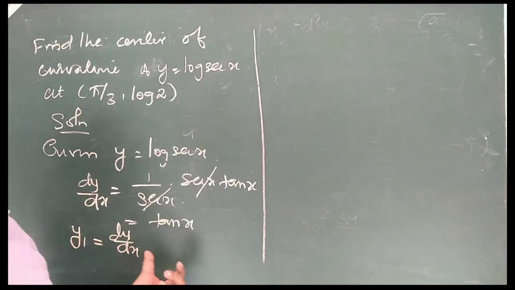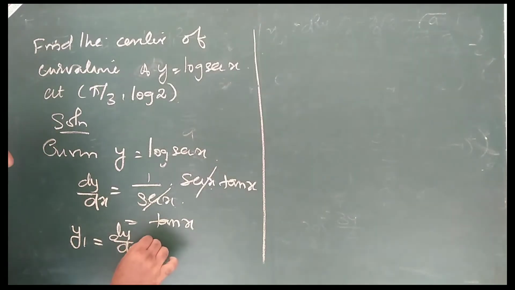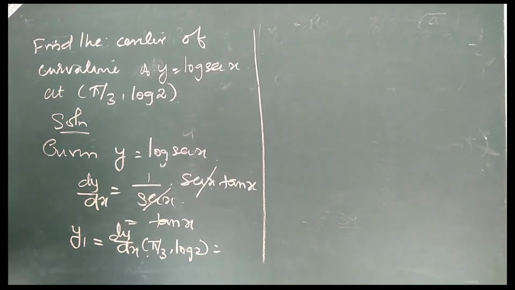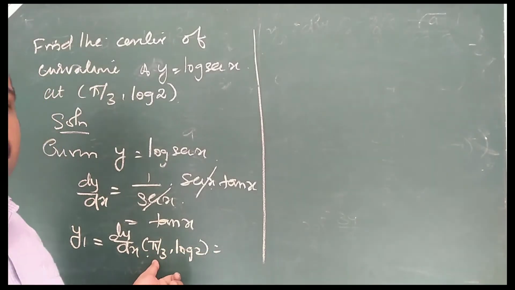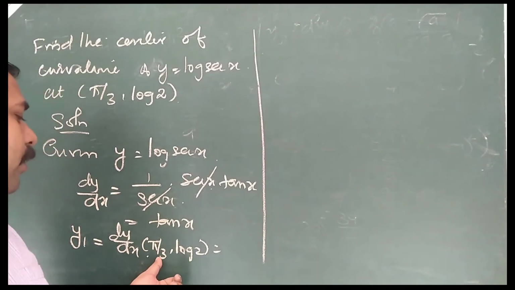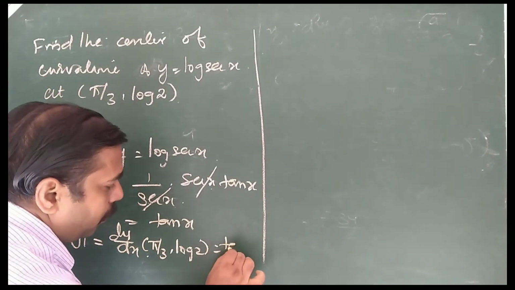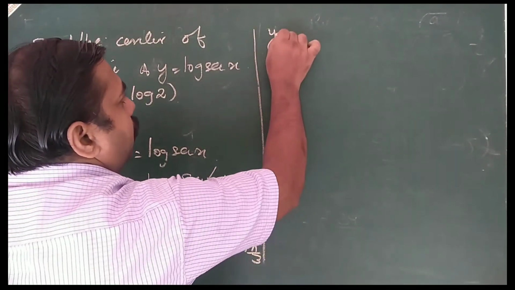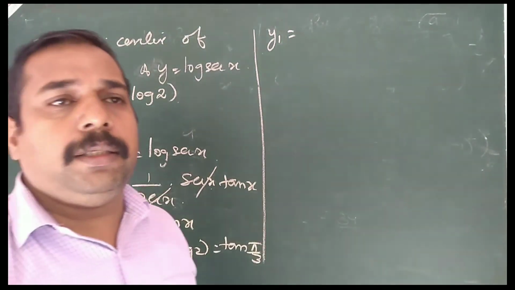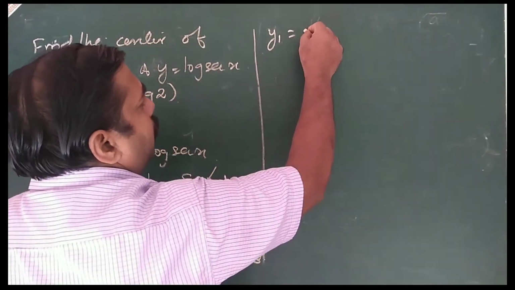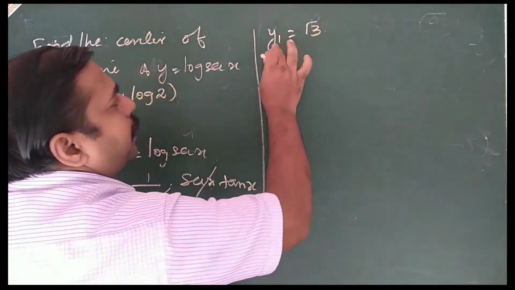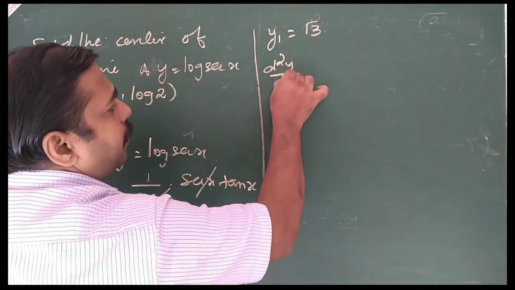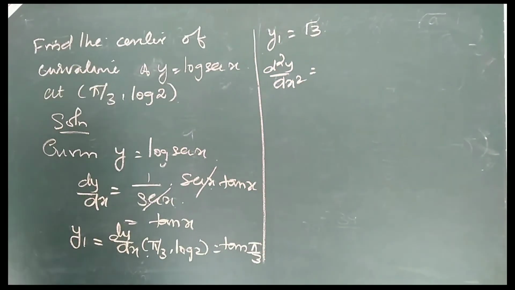Therefore y1 is equal to dy by dx at the point (pi by 3, log 2). The first coordinate is for x, the second coordinate is for y. Here the x value is only pi by 3, so that is equal to tan pi by 3. What is tan pi by 3? Tan pi by 3 is equal to tan 60, which is root 3. So that is the first value, y1.